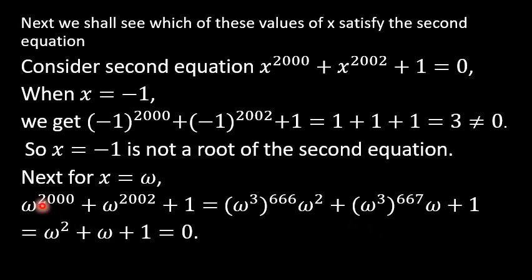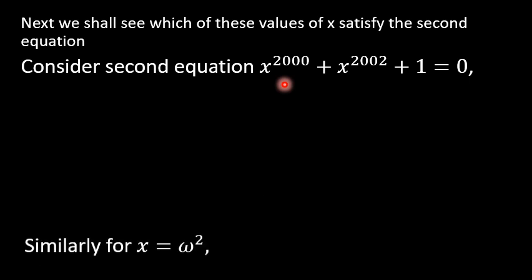That is, this given equation, that is the second equation, becomes omega square plus omega plus 1, and you can recall 1 plus omega plus omega square is 0. That is, x equals omega satisfies the second equation. So x equals omega is one common root of the given two equations.